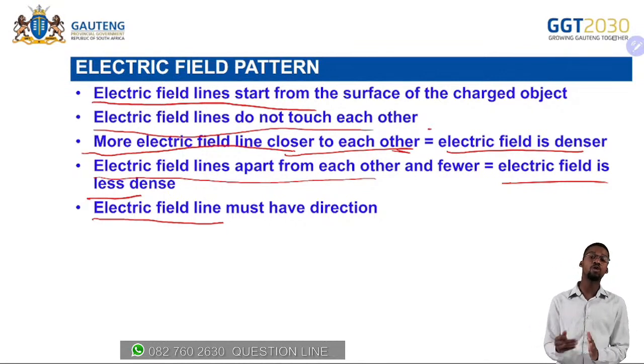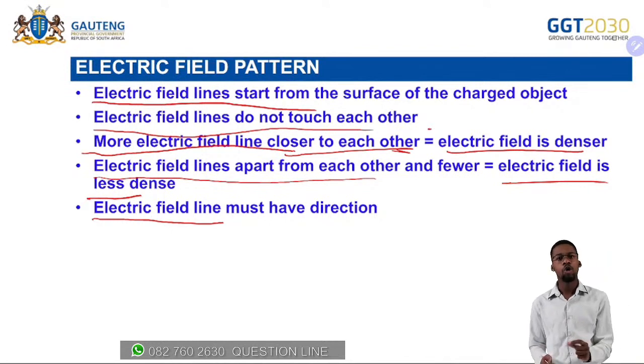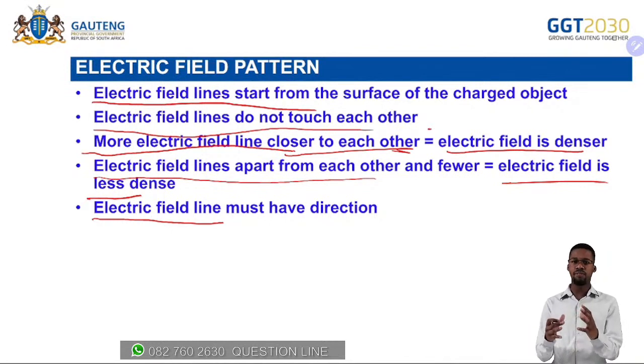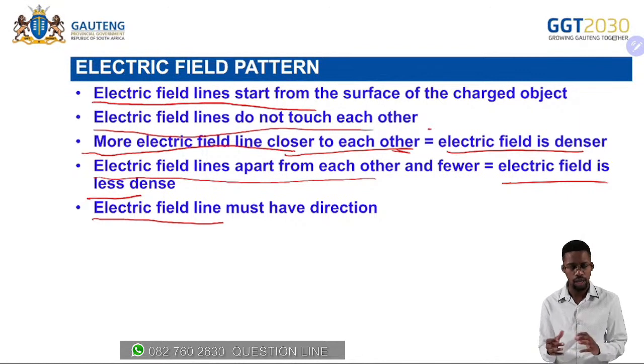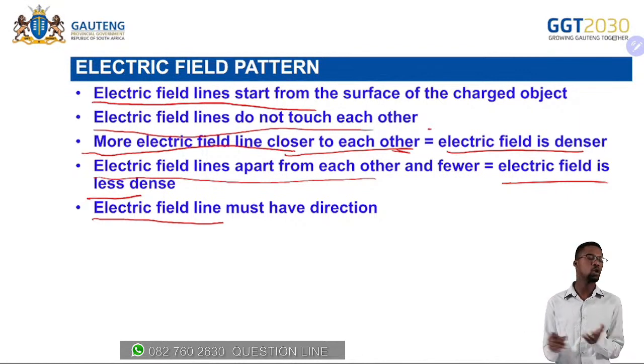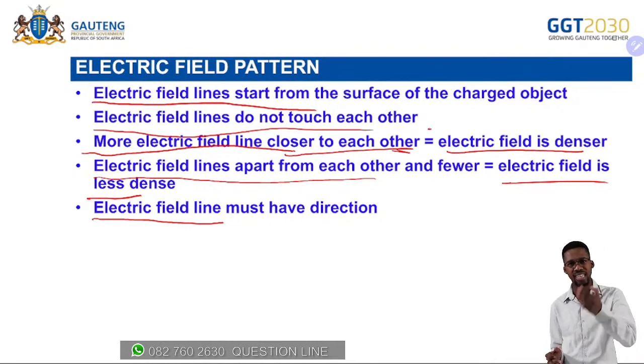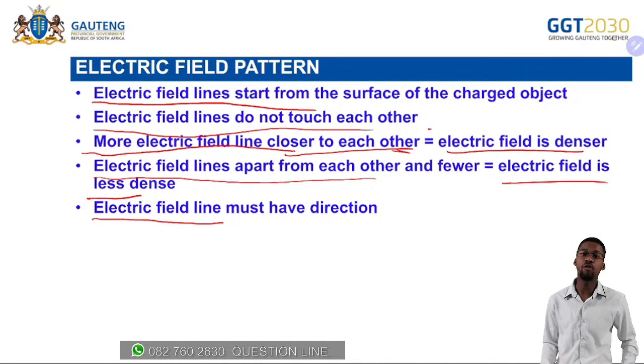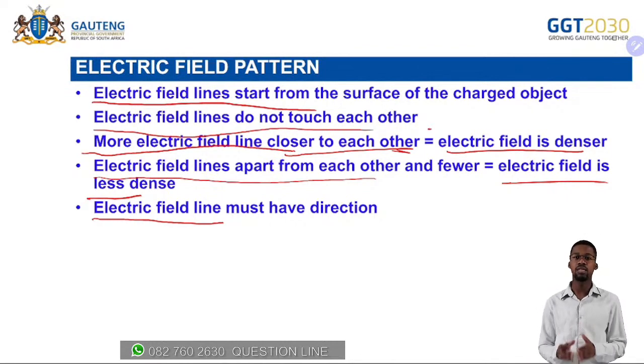So it is important to remember that your lines start from the surface of the charged sphere. Number 2, they do not cross each other. They should not touch each other. And these lines must have directions, because if your arrows do not have directions, it means you have written a wrong thing. So they must have directions.